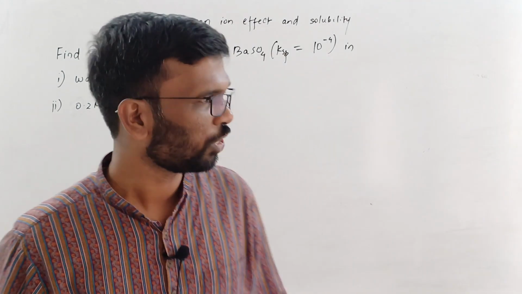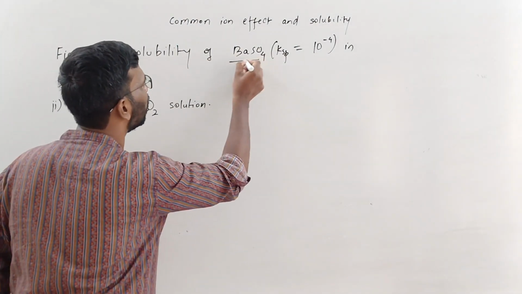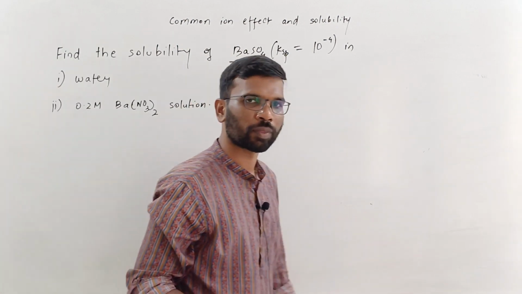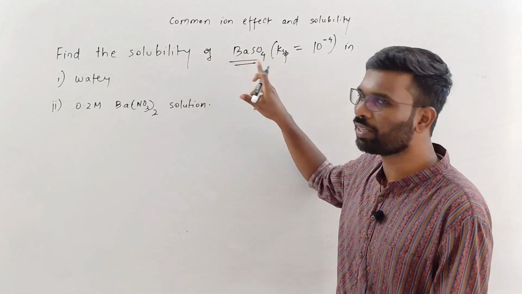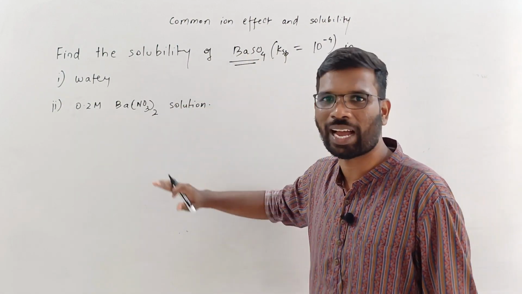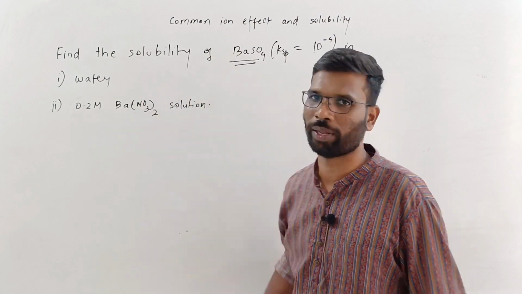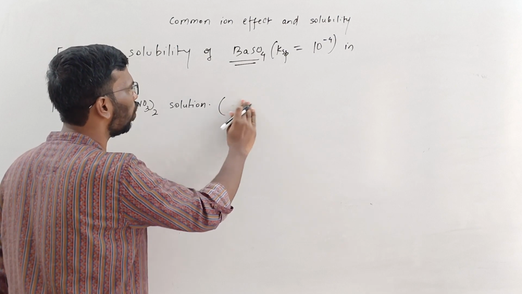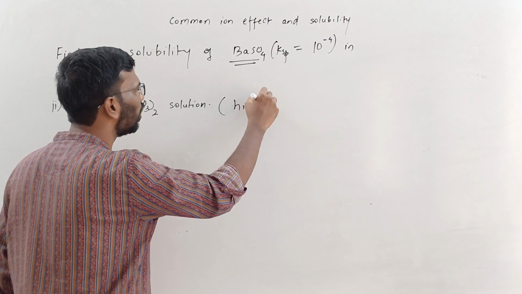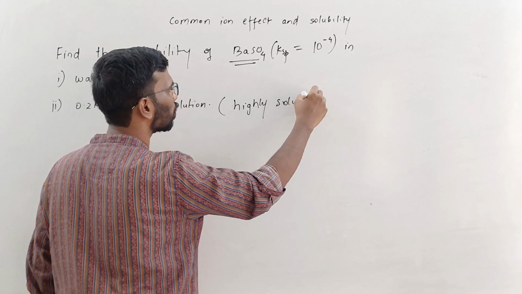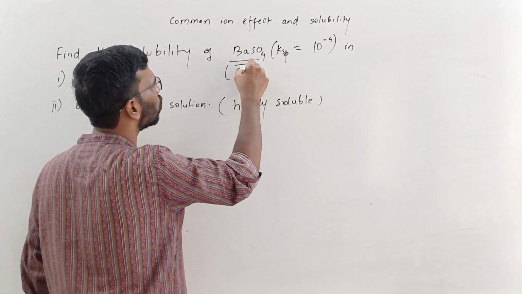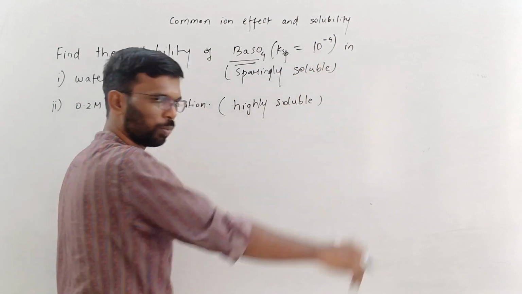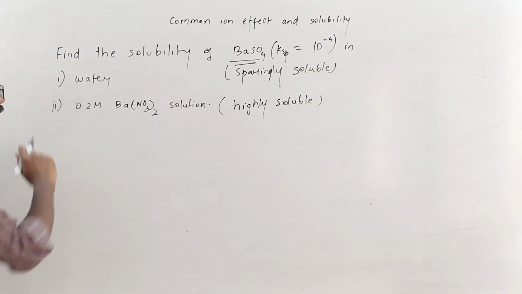Let's solve this question. Find the solubility of barium sulfate, first in water and second in barium nitrate. First, only barium and sulfate will be there, and second, there is one common ion, barium. The nitrates are highly soluble. Remember, all the nitrates are highly soluble, and sulfates are sparingly soluble.